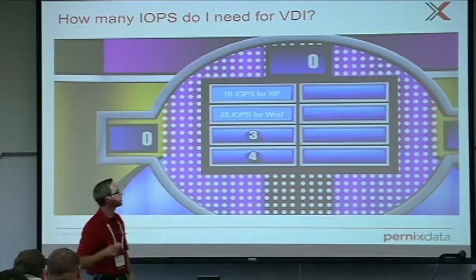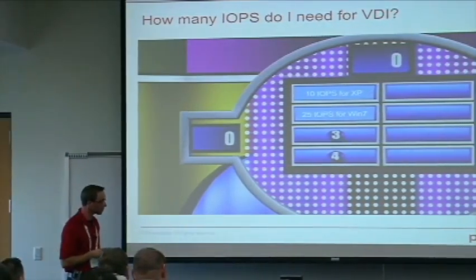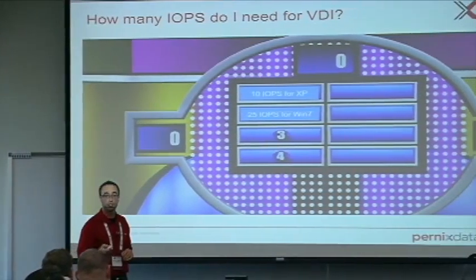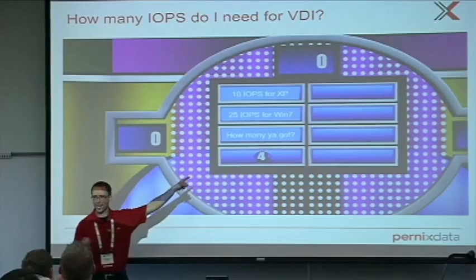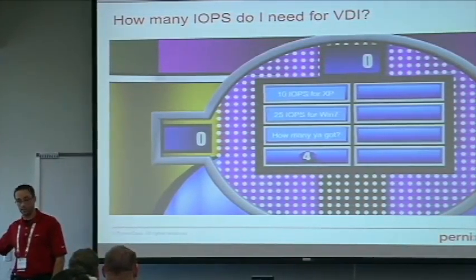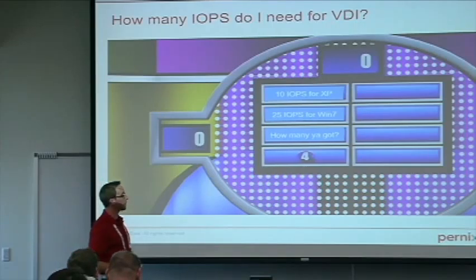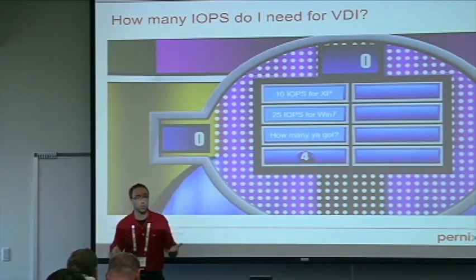10 IOPS, that's all you need. 25 for Windows 7 if you want to get crazy, right? Go talk to your storage vendors. Who said enough? Spot on, right? Well, how many you got? Well, that's probably enough, but I'll sell you this box that'll give you more. That'll be enough, right? And unfortunately, that's the way storage vendors size VDI deployments these days.